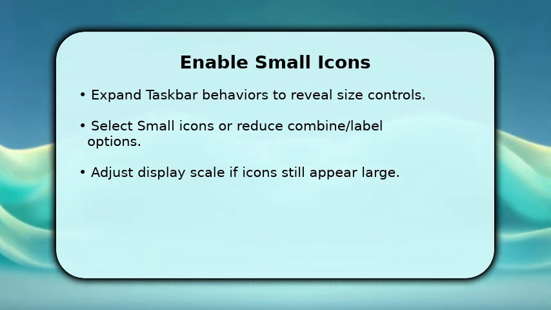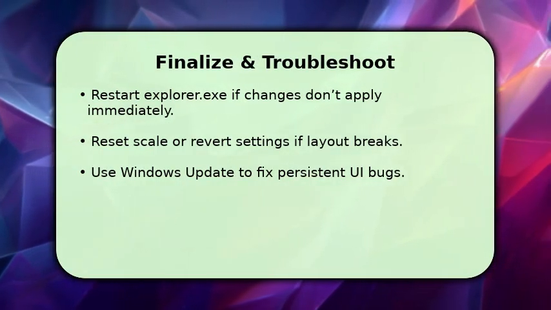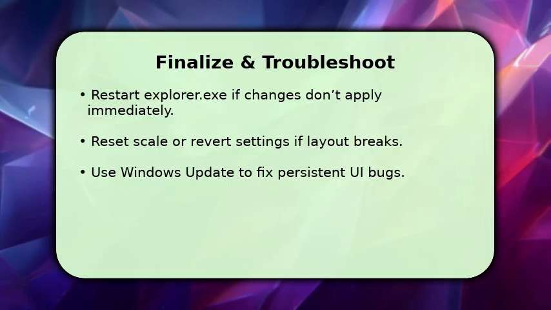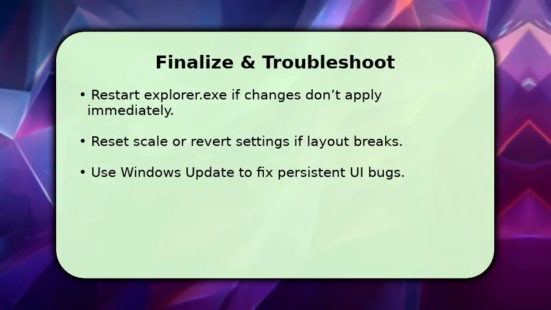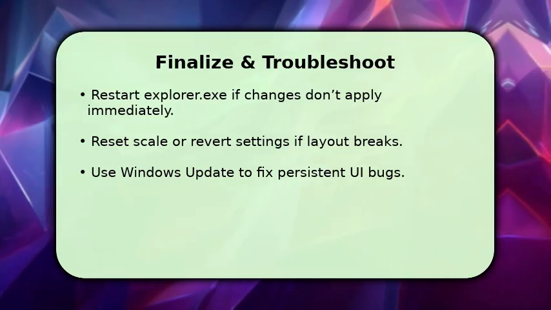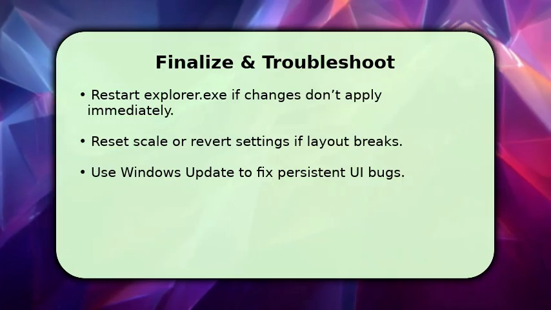Once set, review the taskbar visually. Finish by confirming the new layout across multiple monitors and app states, since some apps cache icons. If changes don't apply, restart Explorer.EXE from Task Manager. Select Windows Explorer and click Restart. This forces the taskbar to redraw.